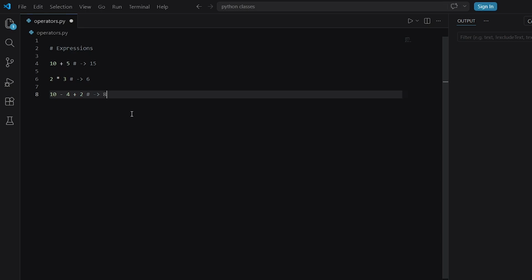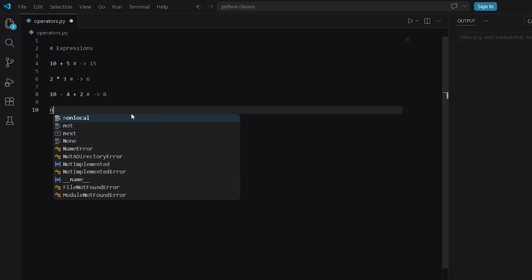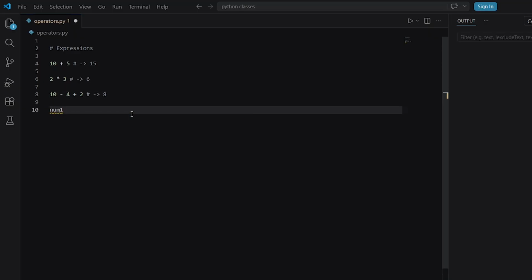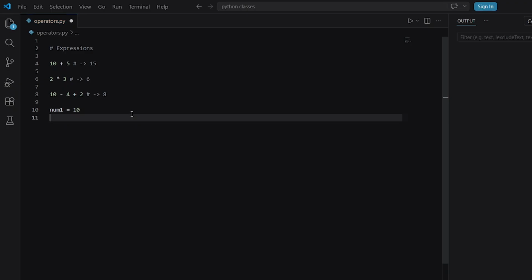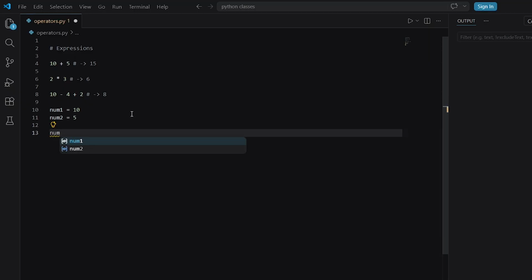Apart from using raw values in expressions, we can also make use of variables. For instance, we can have num1 is equal to 10, and we'll have num2 is equal to 5. And so num1 plus num2 is also a valid expression.